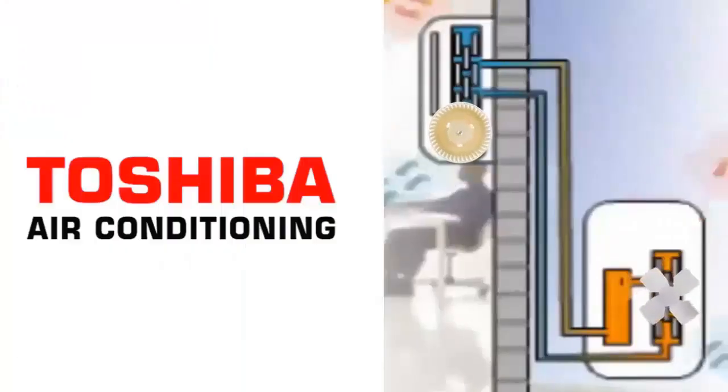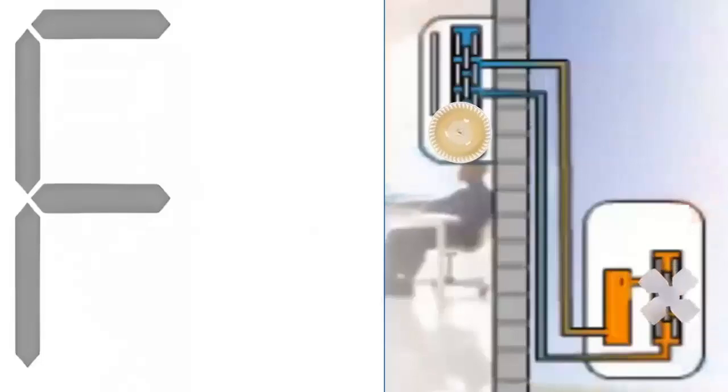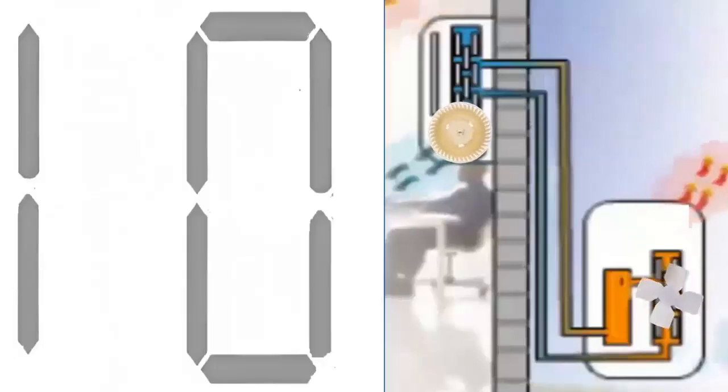Error code F10. Error in the return air sensor of the indoor unit, which measures the temperature of the air being sucked in by the indoor unit's fan to average the temperature inside the room.